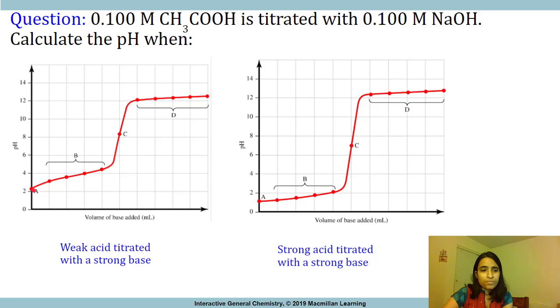Another difference you would observe is that as soon as the base is added, the pH starts rising for the weak acid. But for the strong acid, it actually remains pretty low for a while before it starts rising. You're also going to see that the equivalence point is at 7 for a strong acid titrated with a strong base. But for a weak acid, the equivalence point is actually basic. In this case, it's over 8. That is again a characteristic of a weak acid being titrated versus a strong acid. So when you get this question, you should go ahead and draw a rough sketch of this diagram.